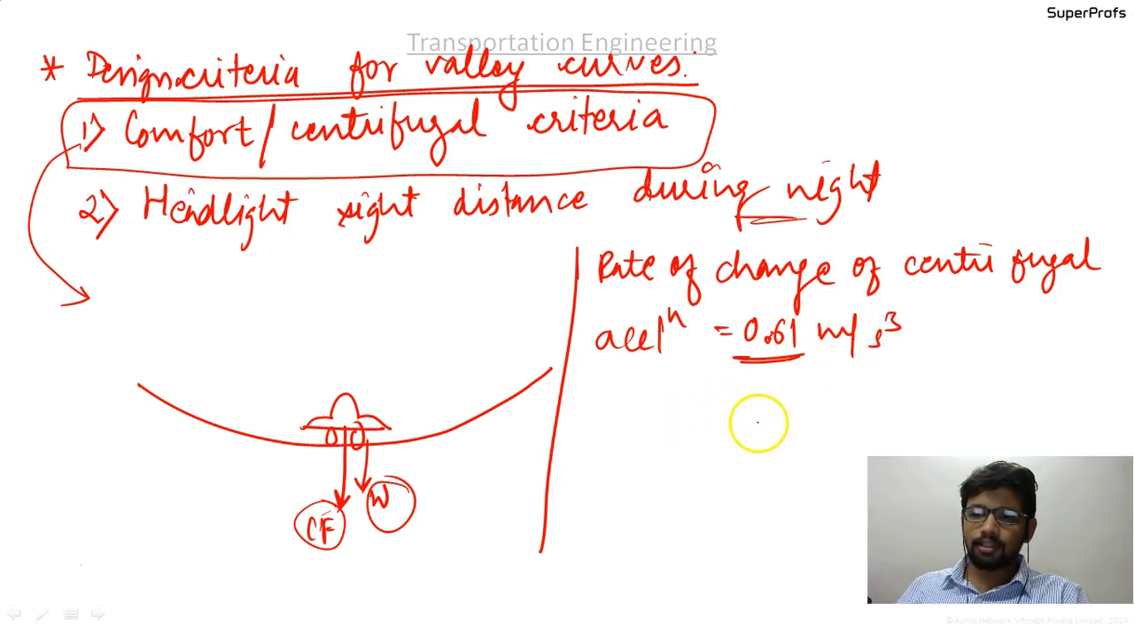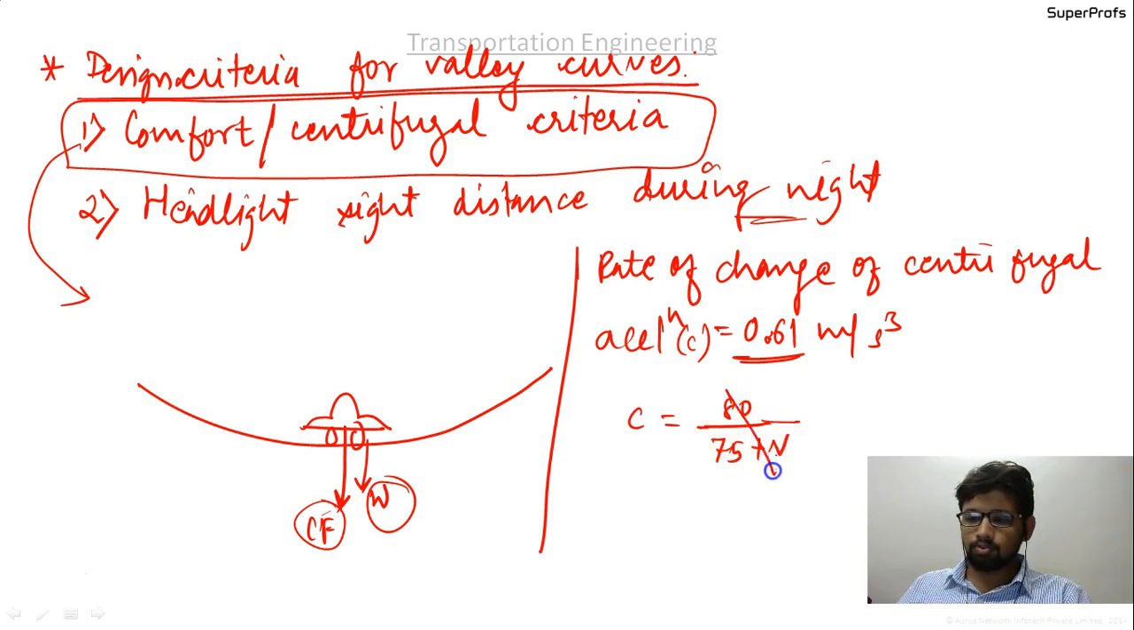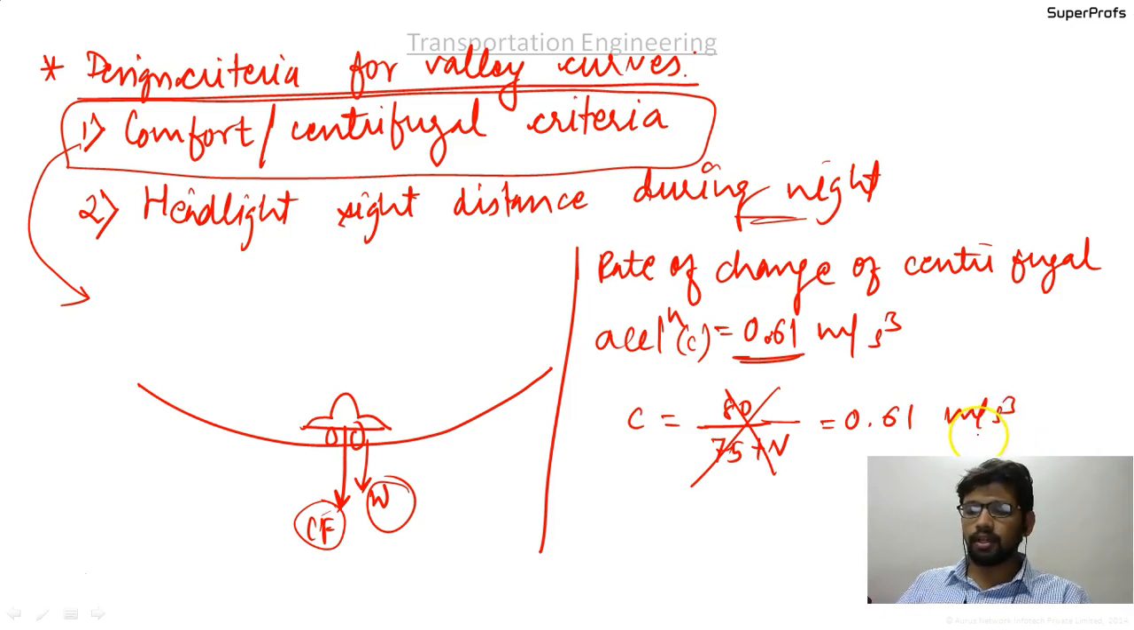We discussed that on transition curves the rate of change of centrifugal acceleration C should be equal to 80 upon 75 plus capital V. But in this case this formula is not there and there is only a single value, that is it should be 0.61 meters per second cube. This should be the rate of change of centrifugal acceleration to introduce the centrifugal force slowly. This formula is only and only applicable for the horizontal transition curves.